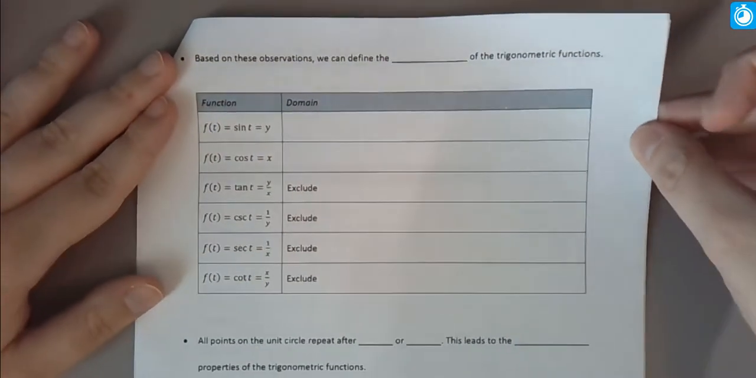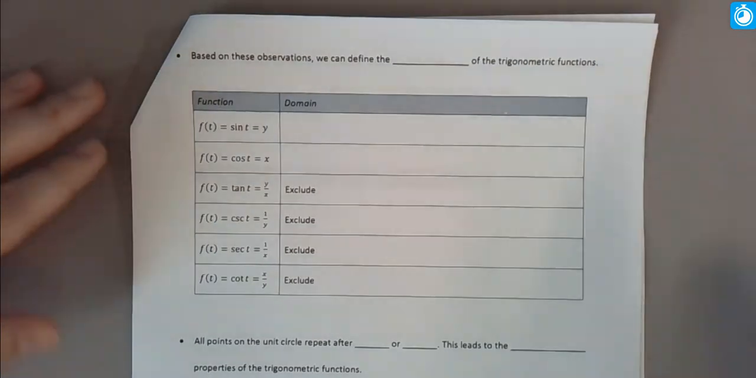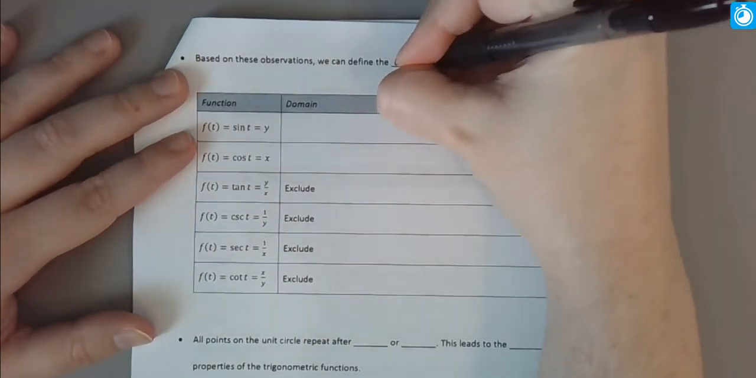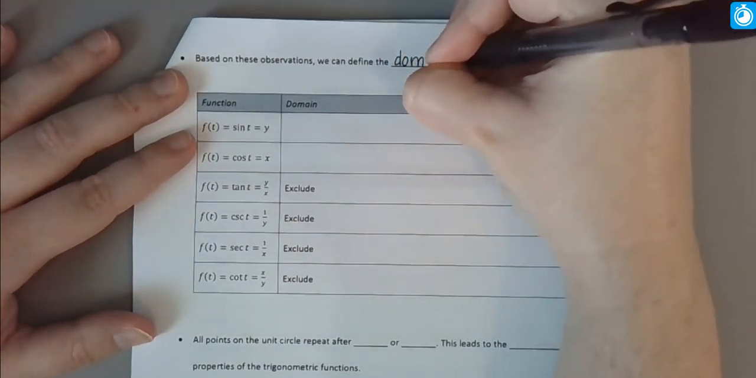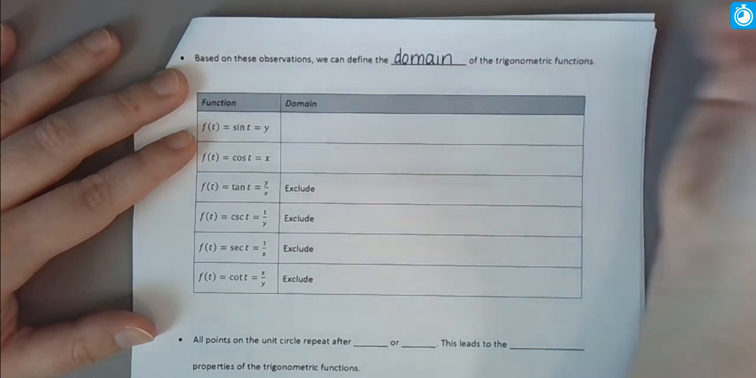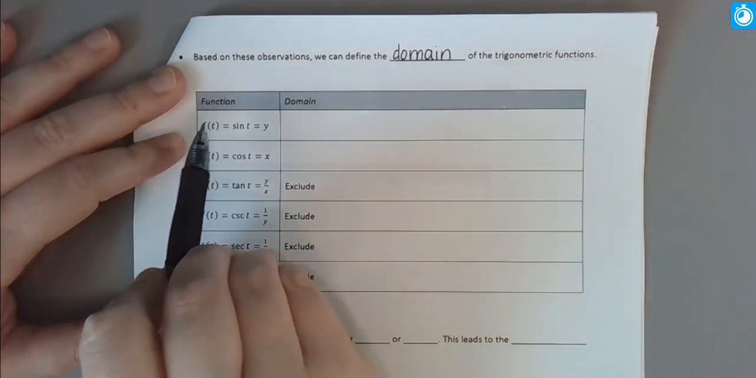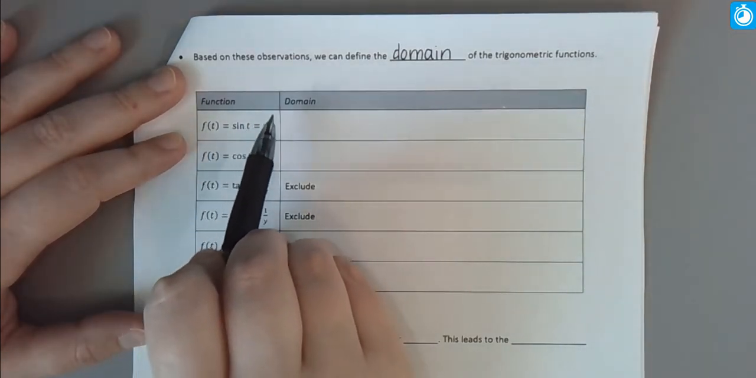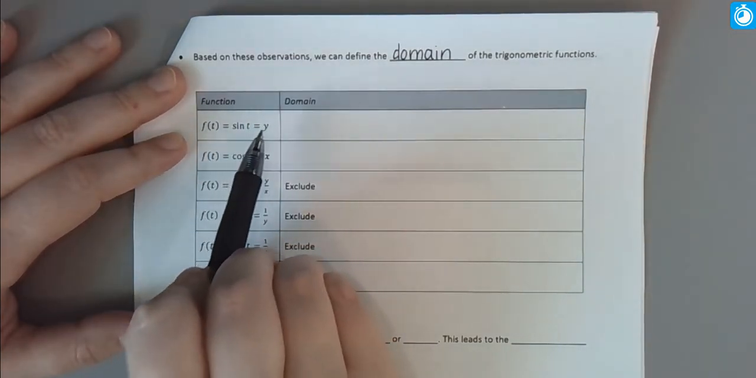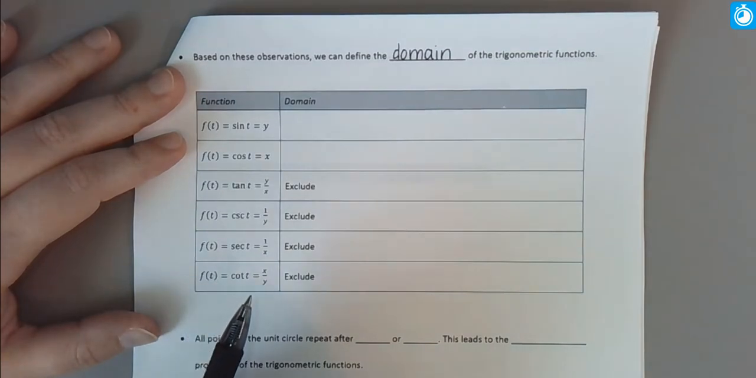So let's formalize all of this. Based on these observations, where things are defined, where they're undefined, we can specifically define the domain of our trigonometric functions. So for sine, which again is defined as our y-coordinate, there's no risk of dividing by 0 because the definition for sine does not involve division.